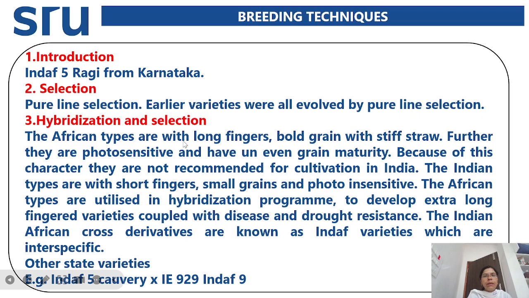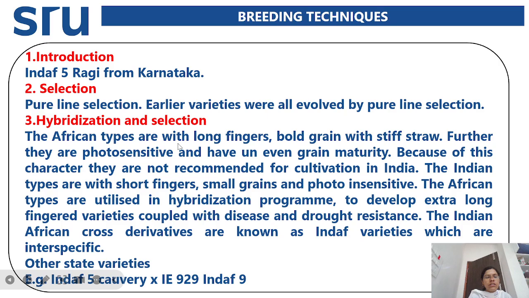And next is breeding methods. The first is introduction. Through introduction, Inda 5. Inda 5 is nothing but a cross between Indian types and African types. This Inda 5 ragi was introduced from Karnataka. And next is selection, that is pure line selection. Earlier, all varieties were evolved by using pure line selection. Next is hybridization and selection.